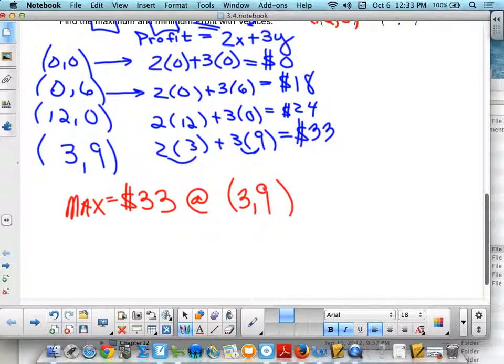Today it's just number crunching. What's the minimum? $0. You make nothing. At what point? At 0, 0.